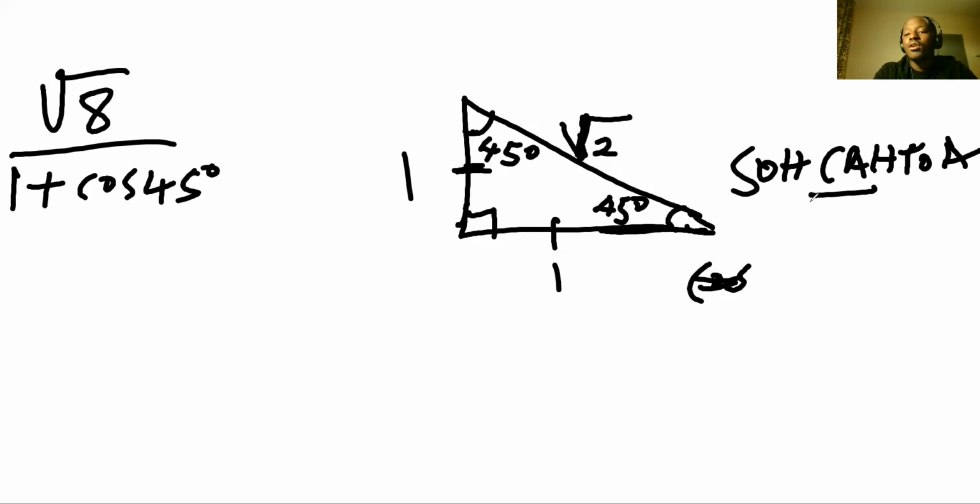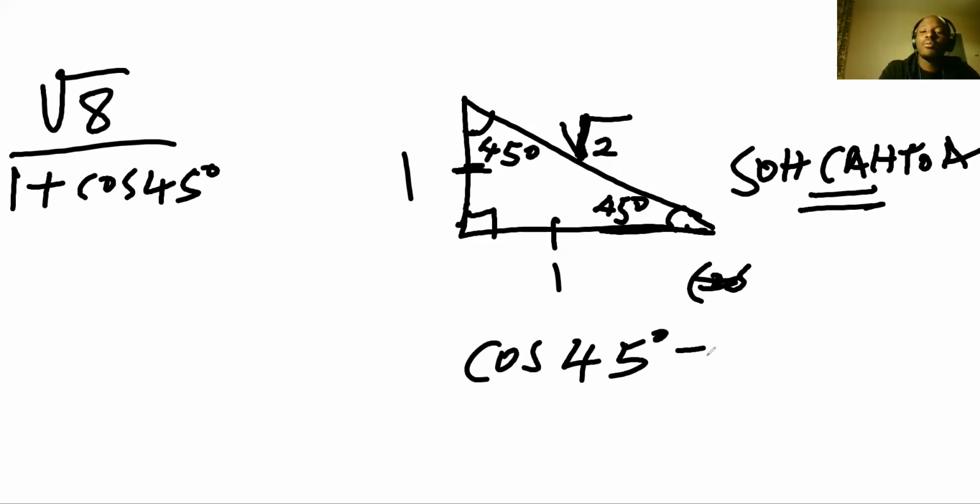So from here, we know the cosine is adjacent over hypotenuse. So cos 45 degrees will be our adjacent. So pick any 45. Adjacent is this one. 1 over hypotenuse is root 2. Okay? So the adjacent over hypotenuse is 1 over root 2.